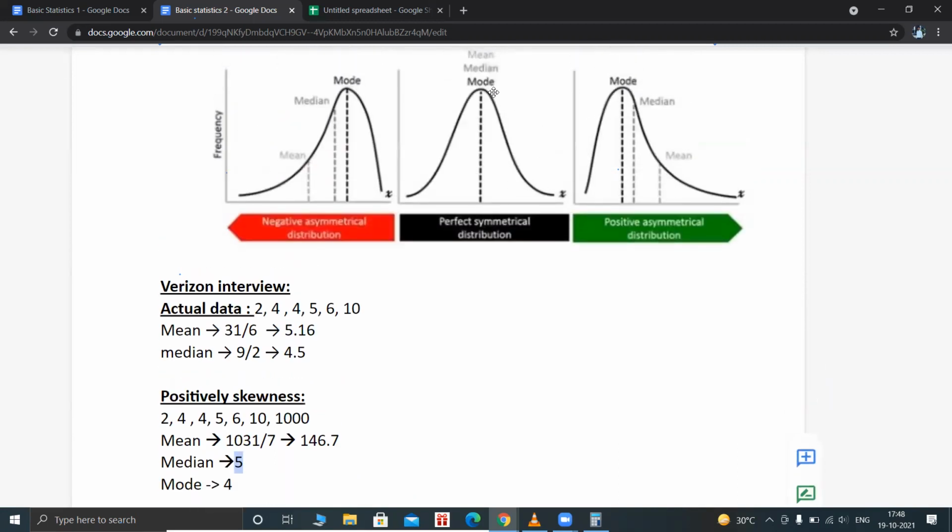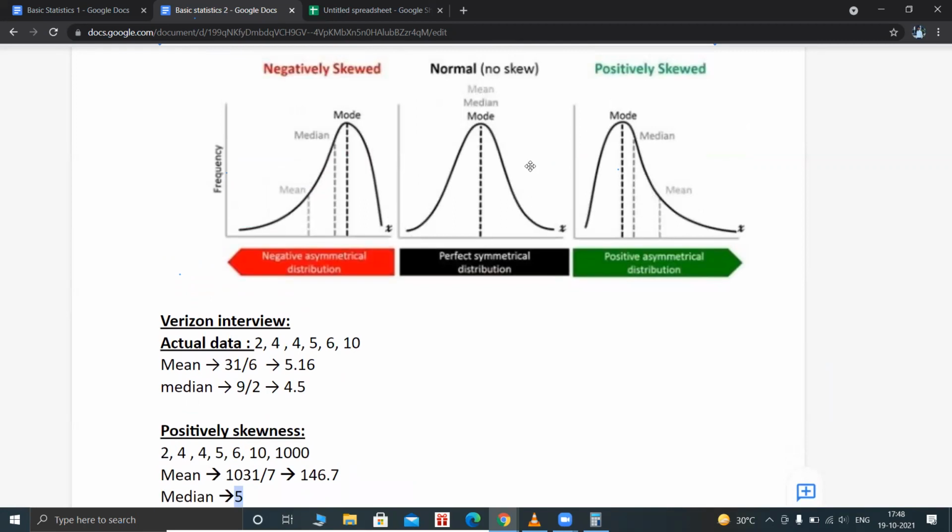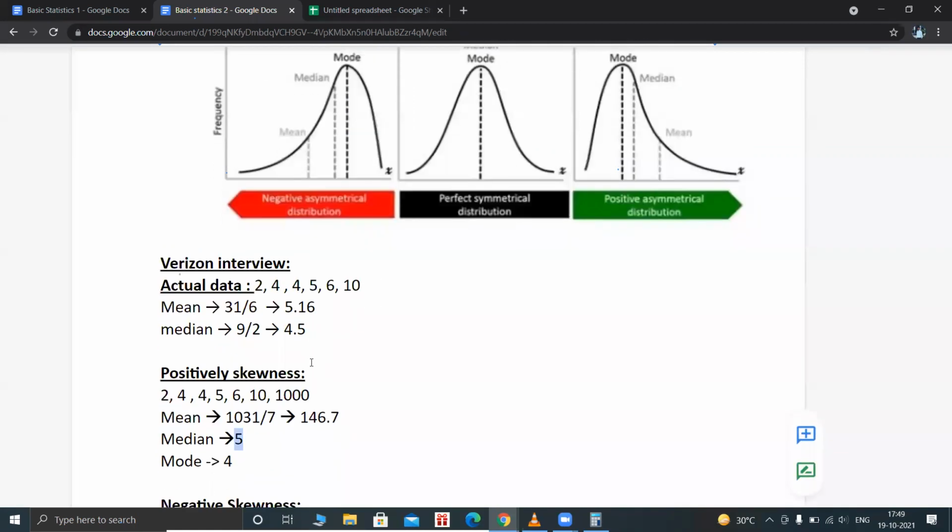So when you observe here, in the normal distribution case the mean, median and mode are equal, but in a positively skewed distribution the median is somewhere around here, but the mean is very far, very huge, right? So there is just a slight deviation in the median, if you add a huge value of outliers in your data.